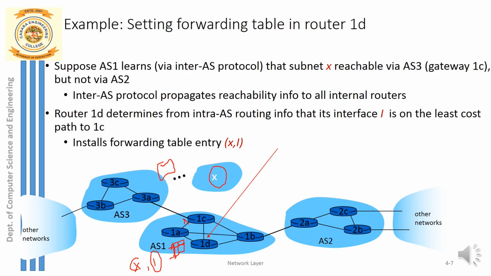Similarly, our edge router also will maintain a forwarding table. There you also have an entry for this subnet X reachable via the particular interface. So that entry also should be maintained at the edge router. So one entry in the routing table of a source, and one more entry in the routing table of our edge router.